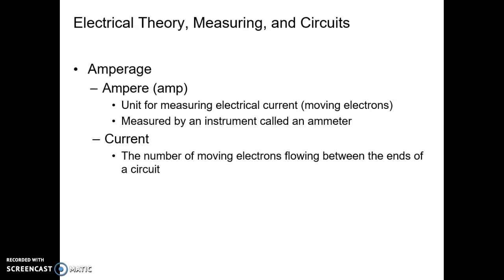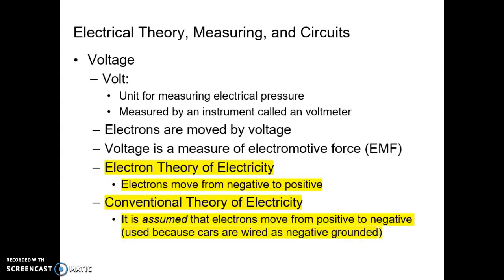Amperage, or amps, is a unit for measuring the electrical current, the movement of electrons. It's measured by an instrument called an ammeter. And there's a very specific procedure for doing an ammeter test to measure amps or current. We refer to this current as the movement of electrons flowing between the ends of the circuit. Voltage: the unit of measure for voltage is the volt. It's measured by an instrument called a voltmeter.